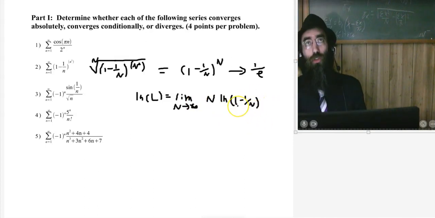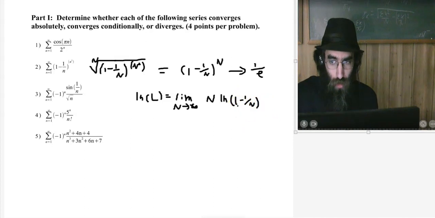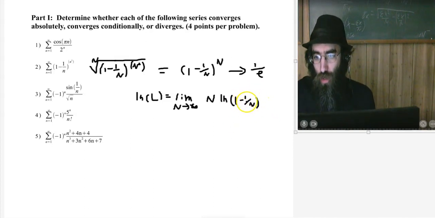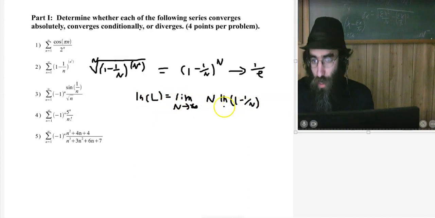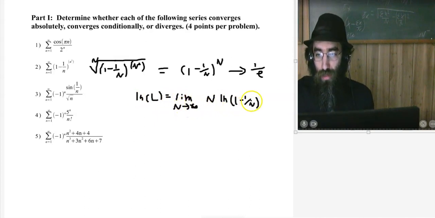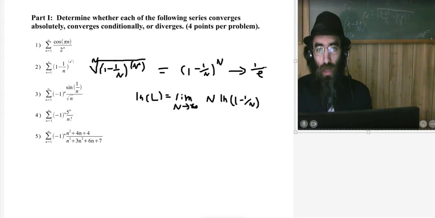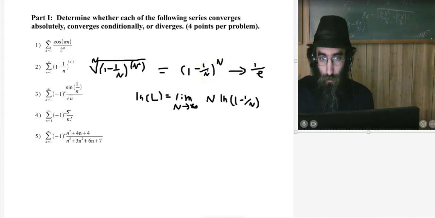I guess the 1 over n squared, yeah, I think you get a denominator of 2. The point being, the leading order term here is negative 1 over n. So this will go to negative 1. So natural log of your limit is negative 1. And so your limit is e to the negative 1 or 1 over e. Since 1 over e is less than 1, then this must converge absolutely.